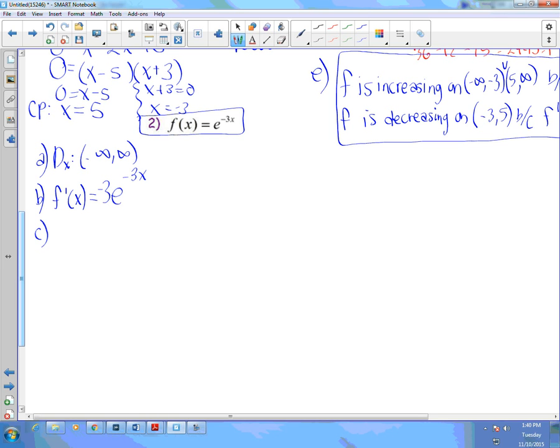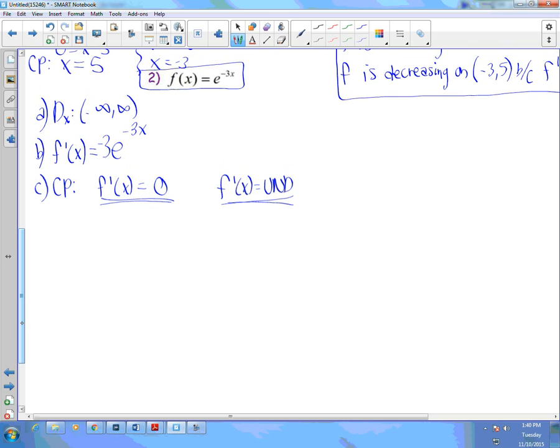Find critical points. So we're looking for critical points when f prime of x equals 0 and, so we have two different scenarios, undefined. Okay? So let's talk really quick about this graph. I already mentioned the horizontal reflection. A normal y equals e to the x function is just this, right? And it crosses at, what's e to the 0? 1. Okay?